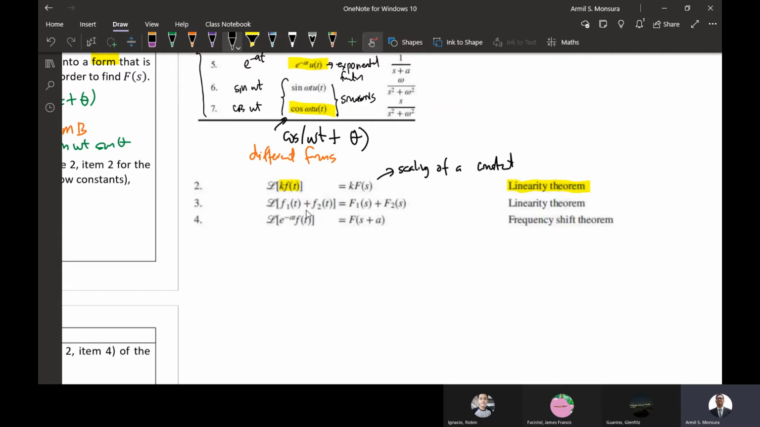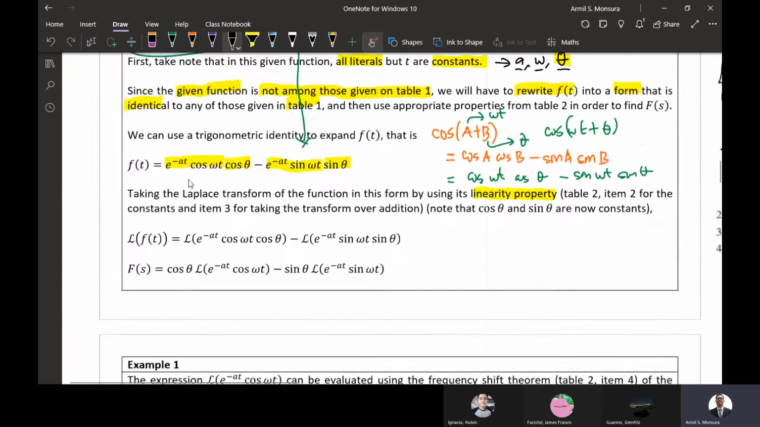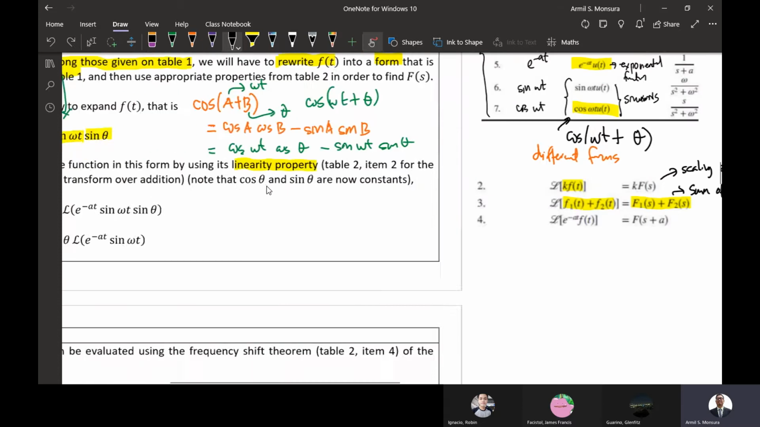Yan. Ito naman is yung property of addition of functions. So kung meron kayong dalawang functions na nakasum, okay, tapos kinukuha niyo yung kanyang Laplace transform, then that's the same as simply getting the sum of the respective Laplace transforms of your functions. So this is the linearity property for sum of functions. Yan. So dito, obviously, makikita nyo dito na meron kayong dalawang function. Ito. Okay, tsaka ito. Okay.